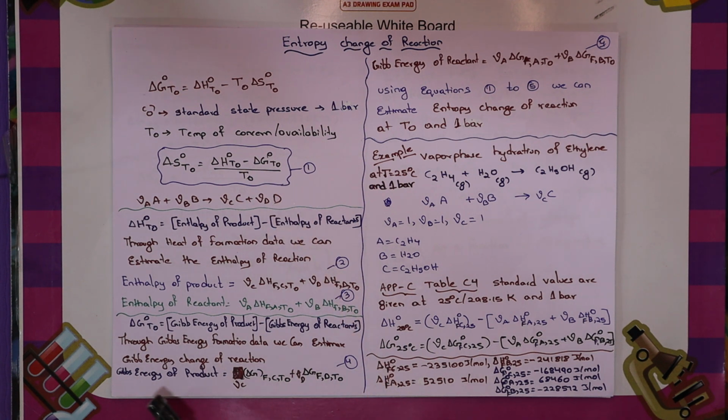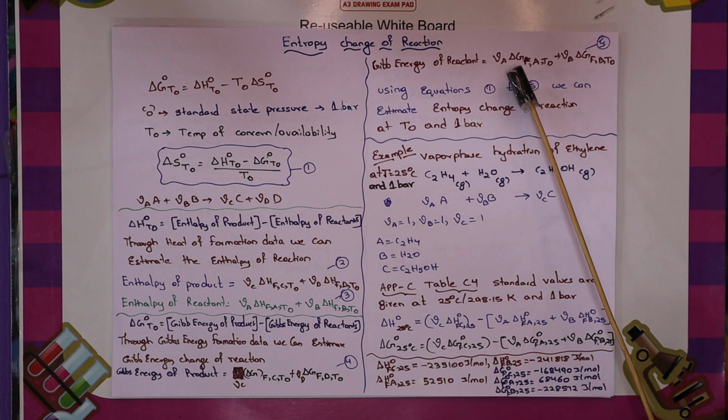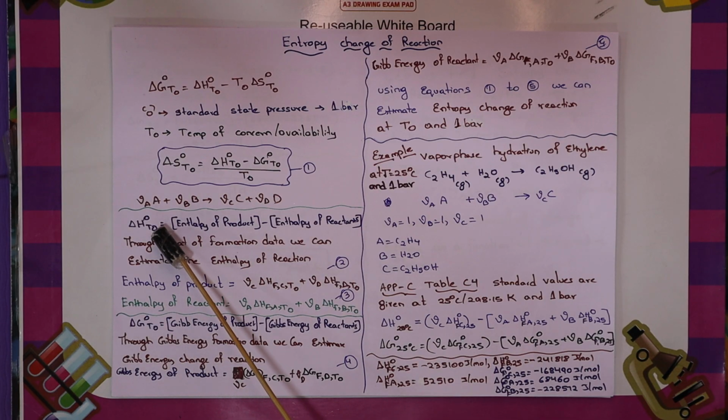Once you get that, find the Gibbs energy of the products and the Gibbs energy of the reactants. Then subtract the Gibbs energy of the reactants from that of the products to get the Gibbs energy change of the reaction. Once you have the change in enthalpy of the reaction and the change in Gibbs energy of the reaction, you simply substitute in this formula, divide by T0, and you get the change in entropy of this particular reaction. That is as simple as that.